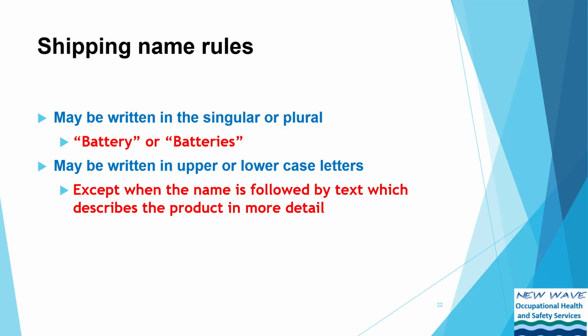There are several more shipping name rules to cover. Shipping names may be singular or plural, so battery and batteries are both allowed. The names may be written in upper or lower case. An exception to this is when there's some descriptive text after the name.